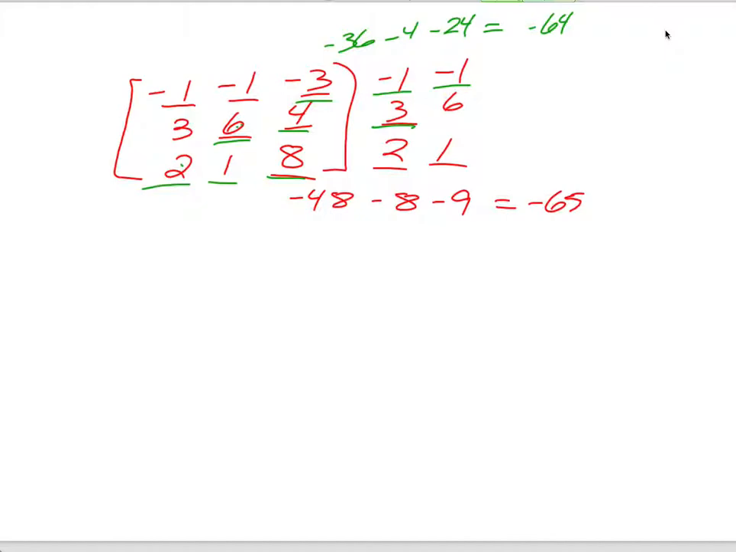And again, where do we do the subtraction? On the bottom. So -65 minus -64 is -1, my determinant. What does that tell me about this 3 by 3 matrix? It does have an inverse. So you only subtract on the bottom, the very last.